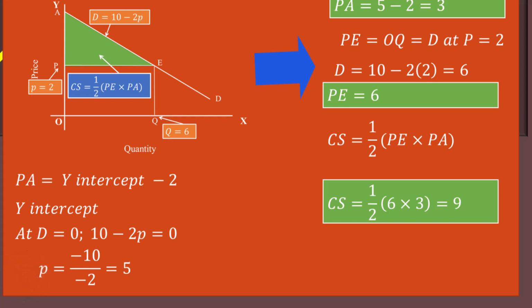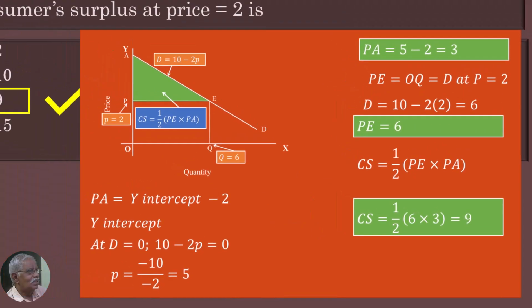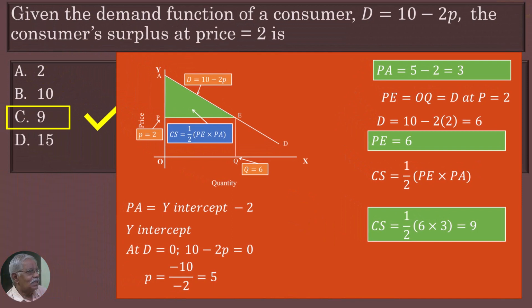Use these values in the formula. Consumer surplus equal to 1 by 2 PE times PA. 1 by 2 times 6 into 3, 9. Consumer surplus is 9. It also merits a full-length discussion. I will do a full video on this. Please wait and keep visiting my channel.